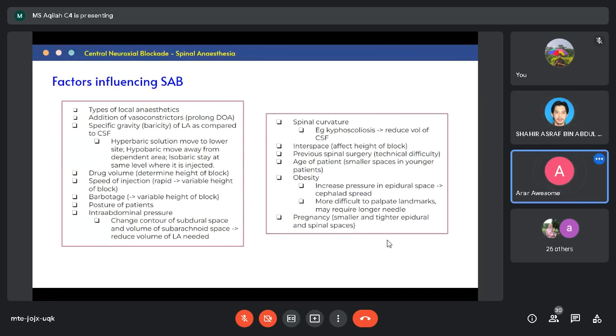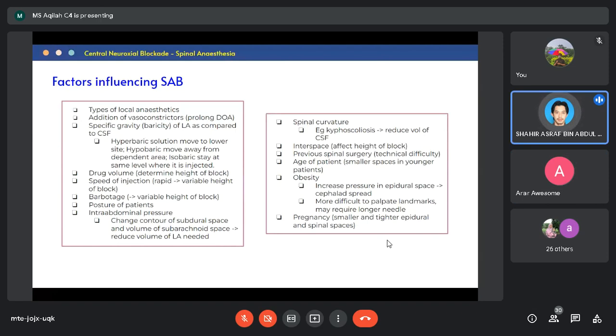For spinal? I already told you the answer before. Marking. Come again? Marking. Yeah, heavy marking.